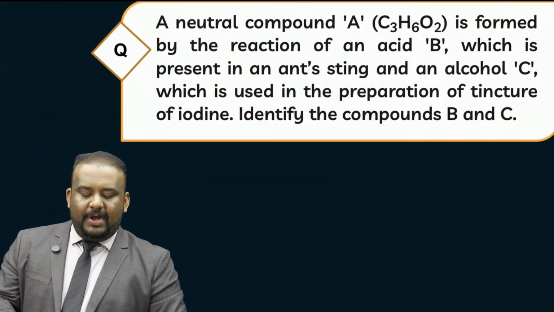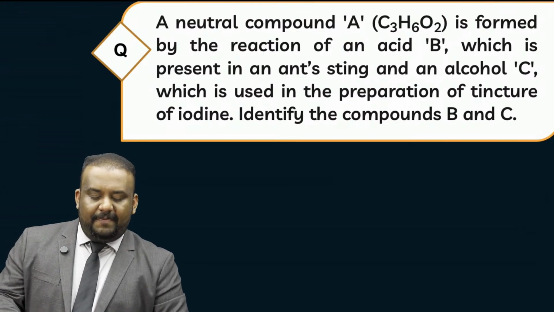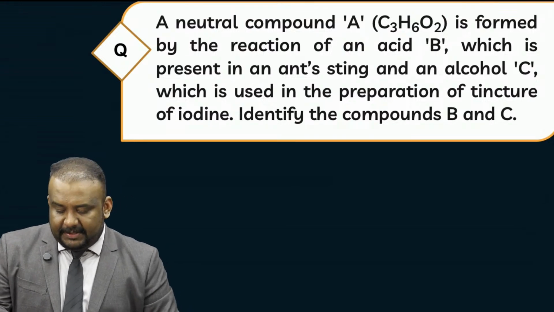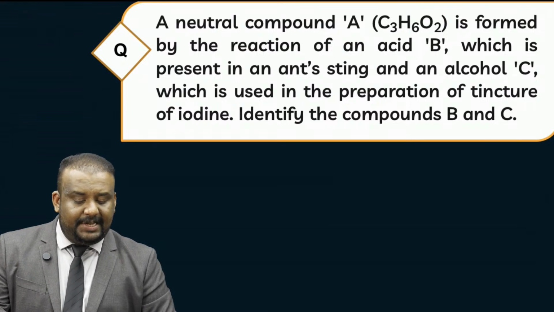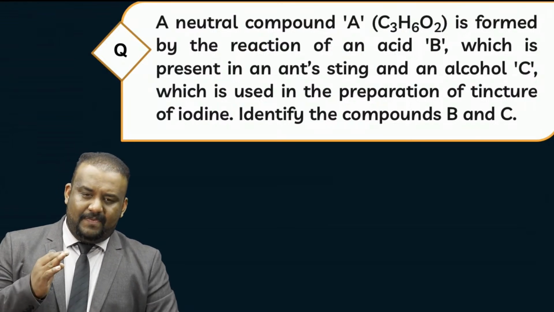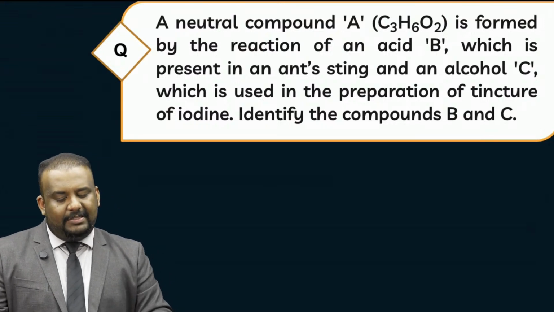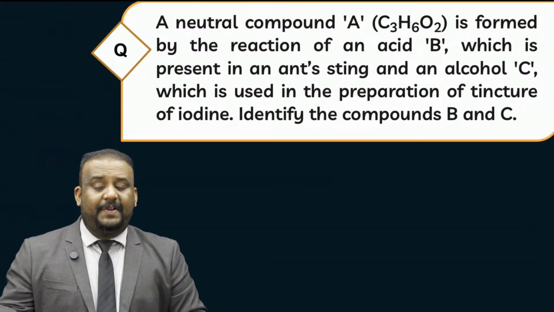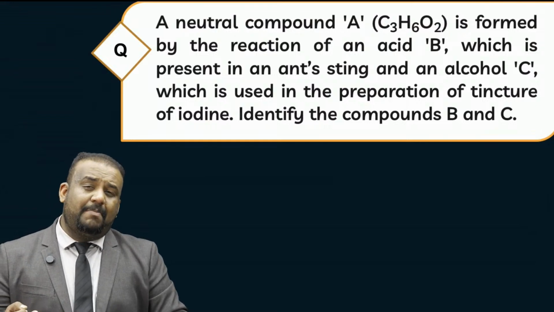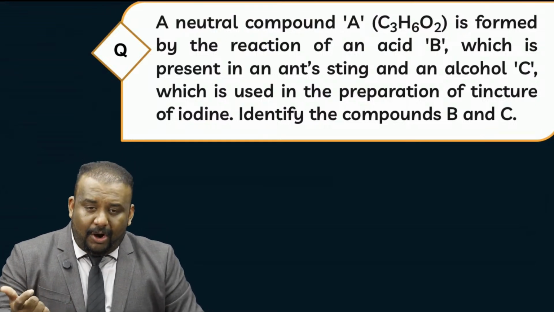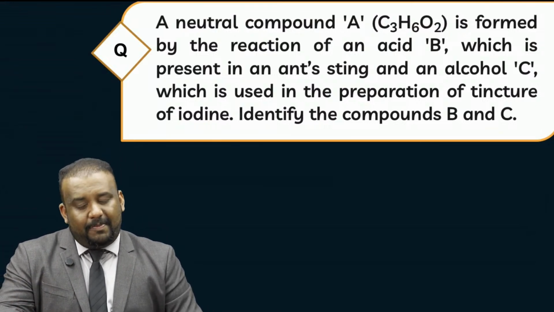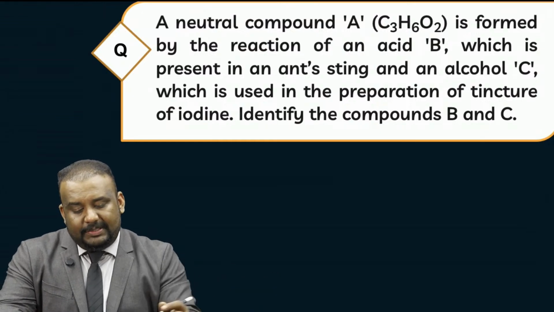A neutral compound A is formed by the reaction of an acid B, which is present in an ant's sting. Ant's sting, when you say that, it's very clear that it is formic acid, correct? And an alcohol C, which is used in the preparation of tincture of iodine. Tincture of iodine is made by dissolving iodine in ethanol. It is having good antiseptic properties, right? Identify the compounds B and C.